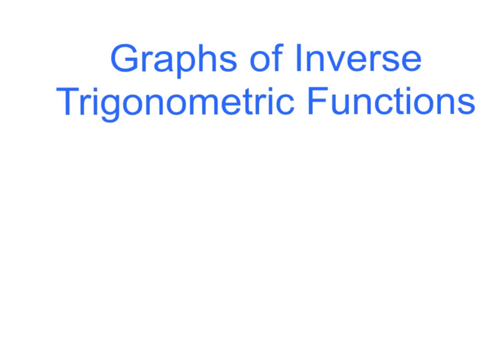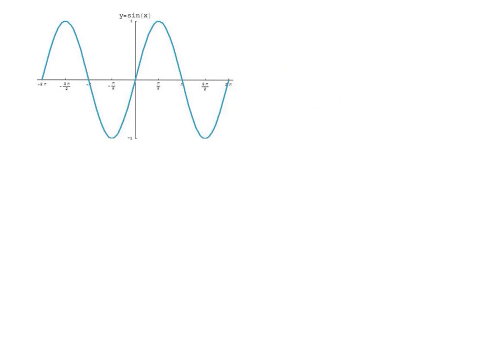Today we're going to take a look at the graphs of inverse trig functions. So here's our sine graph, and what you might notice about this is that this function is not one-to-one. If we draw a horizontal line, we'll pass through the function more than once. We'll actually pass through infinitely many times. So sine fails the horizontal line test, which means that it does not have an inverse.